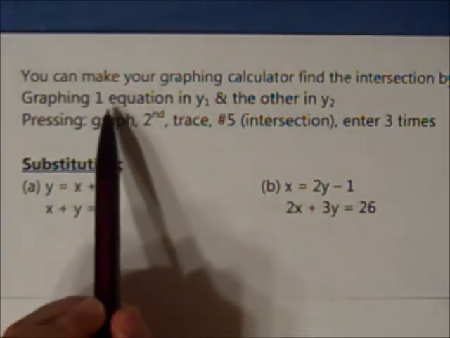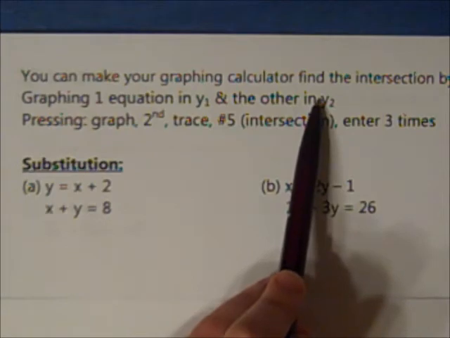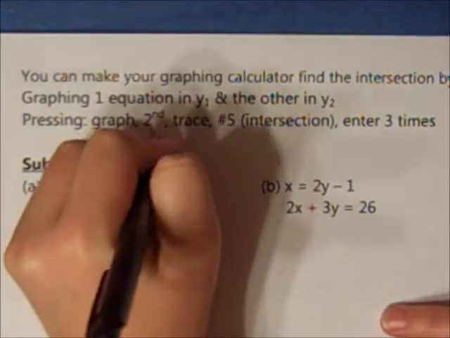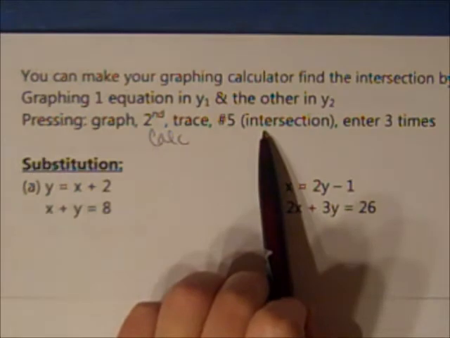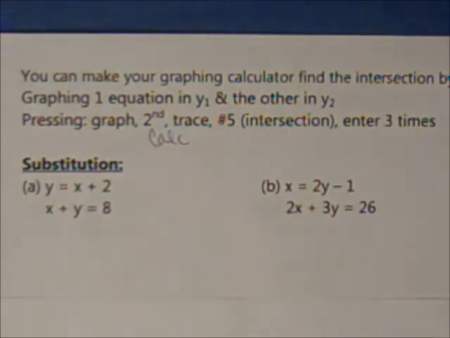So you start by putting one equation in y1 and the other equation in y2, and you go to the graph. Then you press second trace, which is the calculate button. We want our calculator to tell us where, so we calculate. Number 5 is the intersection point, and then you just hit enter, enter, enter, and it will tell you exactly where those two things are intersecting. And we'll practice that on Monday so you can actually see it.